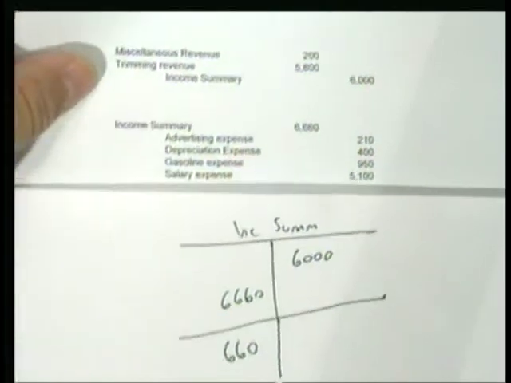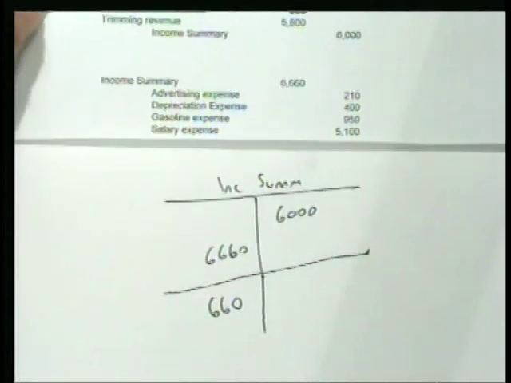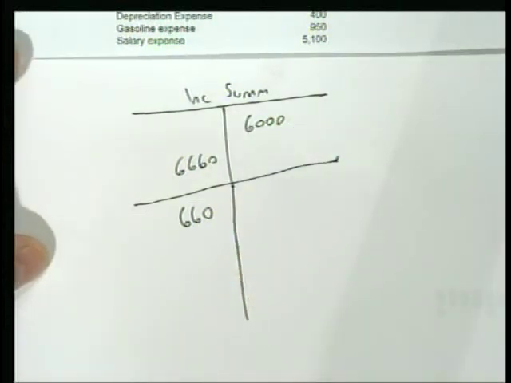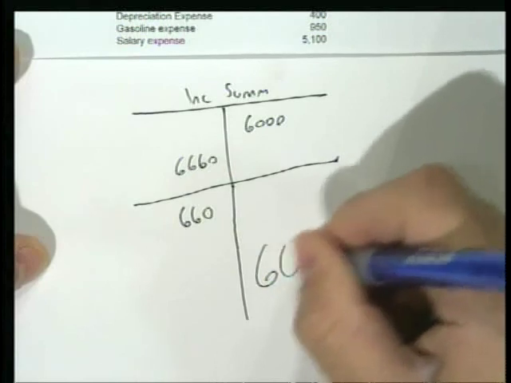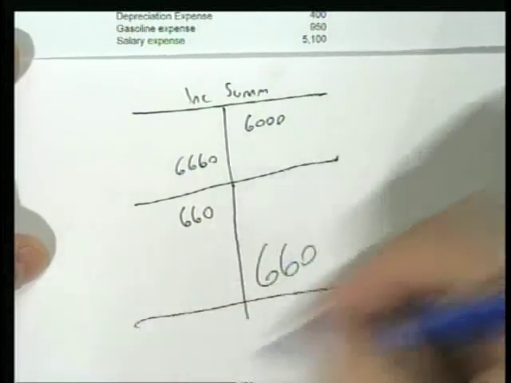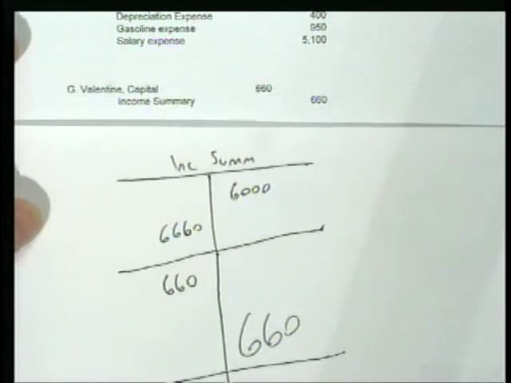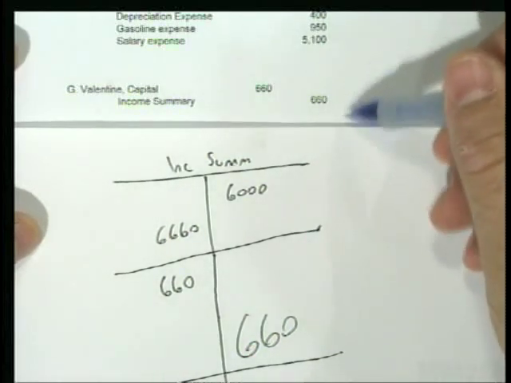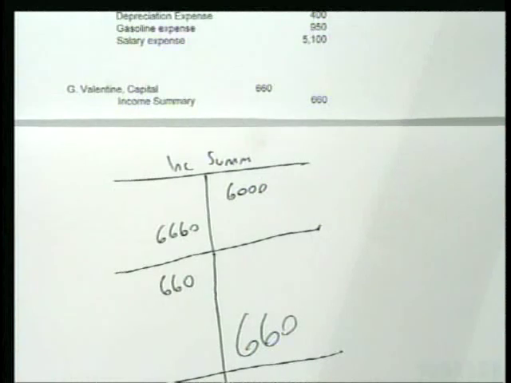Now, what do you have to do to close this? Our third entry is to close income summary. How do you do that? You credit it for 660, and now it has a zero balance. And that's your third closing entry right here. Now this should make sense. Again, we assessed earlier that we have a net loss situation, right?